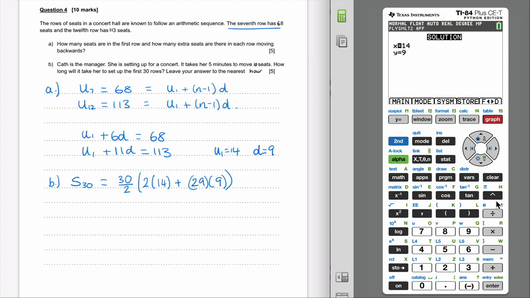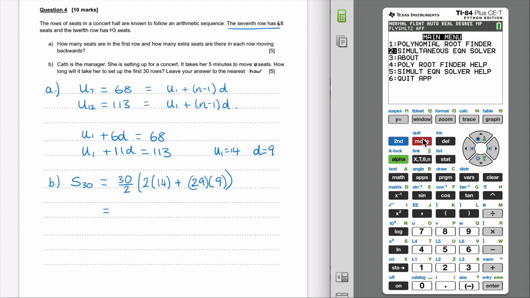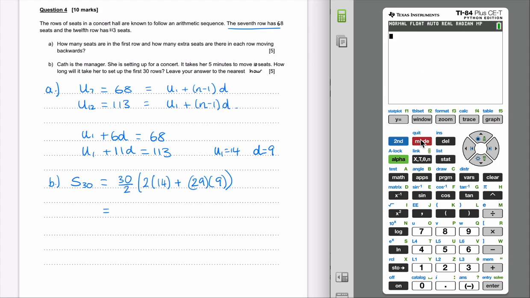So we can now work out how many chairs are there in total by using our calculator to work that equation out. So it's 30 divided by 2, which we know is just 15. And we're going to times that by, and I'm making sure to put lots of brackets in here. So 2 times 14 plus, and then it's 29 times 9. Okay, and that's 4,335. So that's how many chairs she's got to put out.